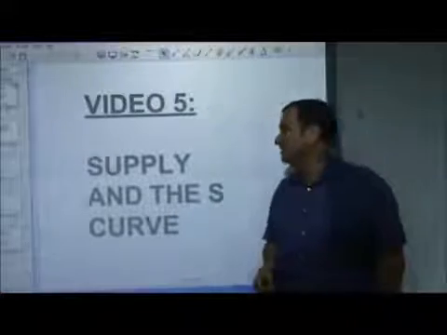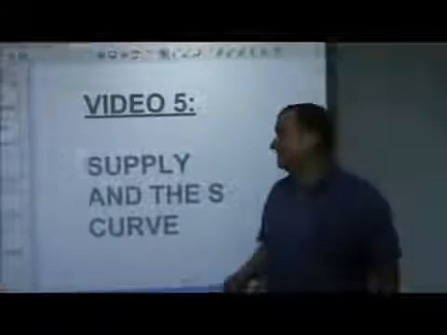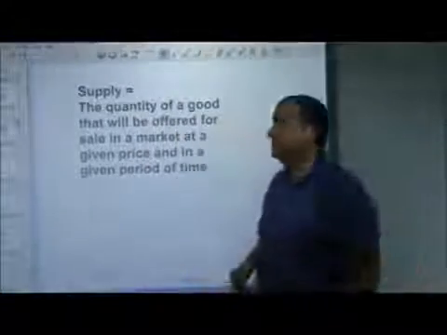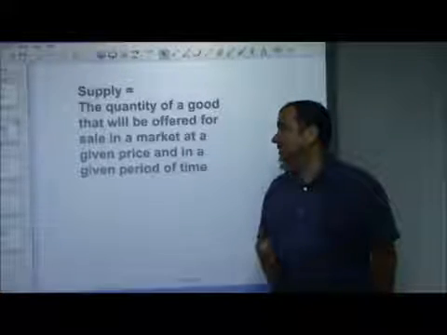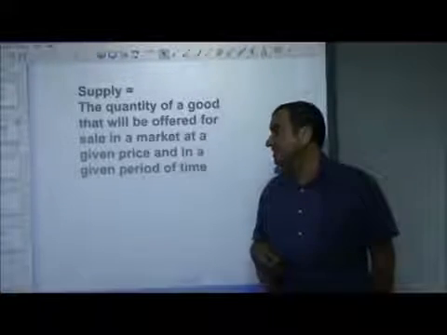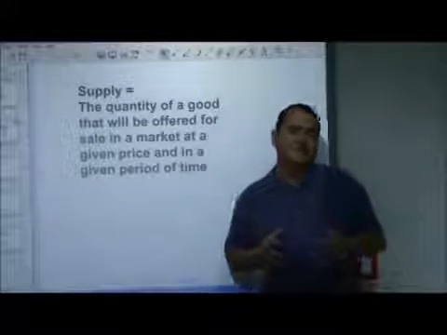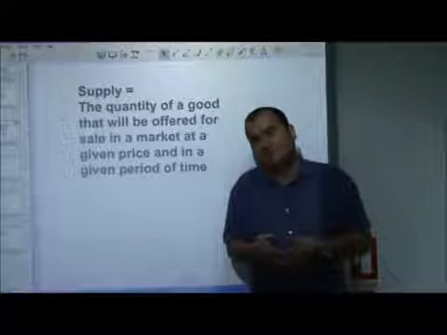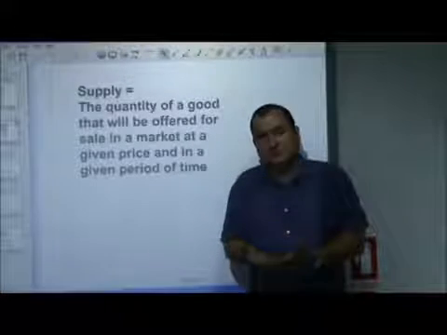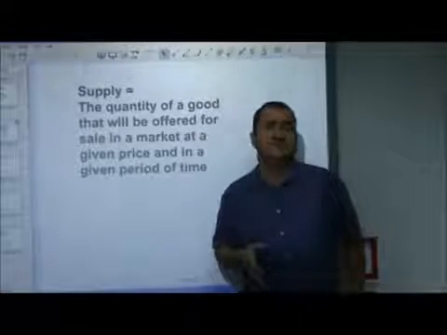So let's look at supply and the S-curve, the supply curve. First of all, we'll define supply. Supply is the quantity of a good that will be offered for sale in a market at a given price and in a given period of time. That is, businesses have to consider how much of a good they feel it's profitable and worthwhile producing and offering for sale given the market price.